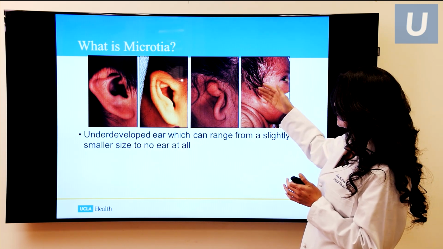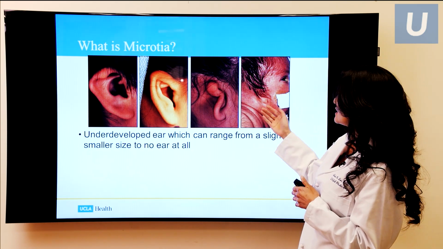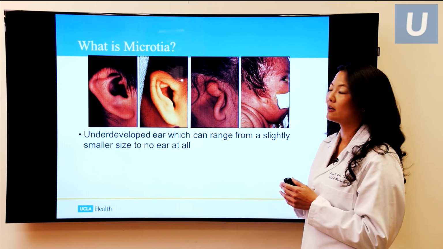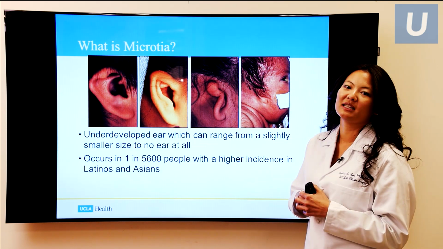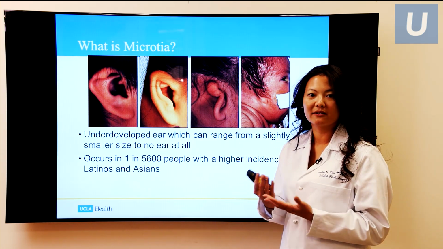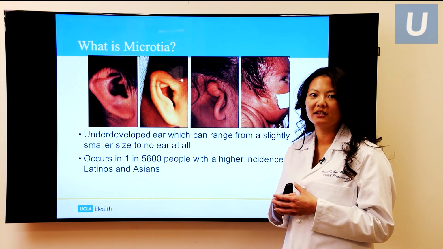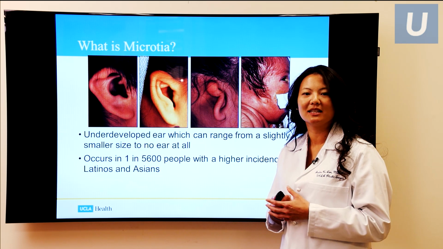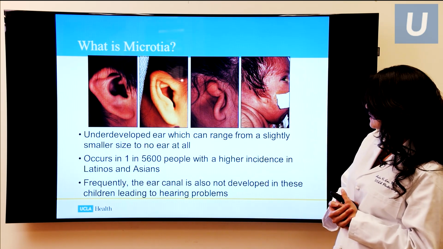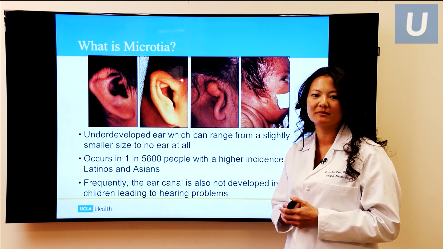So this is, of course, much more severe, and we can pretty much guess that in these two cases there is no ear canal, whereas these two may or may not have an ear canal. It occurs in about 1 in 5,600 people, so it's a little bit different than your run-of-the-mill ear anomaly. This is actually a congenital craniofacial condition. It's on the rare side, but there's a higher incidence in Latinos and Asians. And frequently, just like the kids up here, the ear canal is not developed, leading to frequent severe hearing problems.